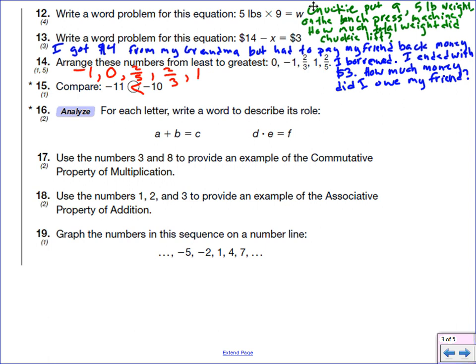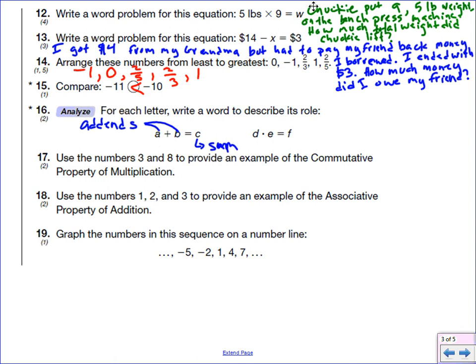For each letter, write a word to describe its role. Both A and B are called addends. They're the two numbers that you add. Addends: A, D, D, E, N, D, S. When you're adding numbers, the things that you're adding are addends. And the answer is the sum.